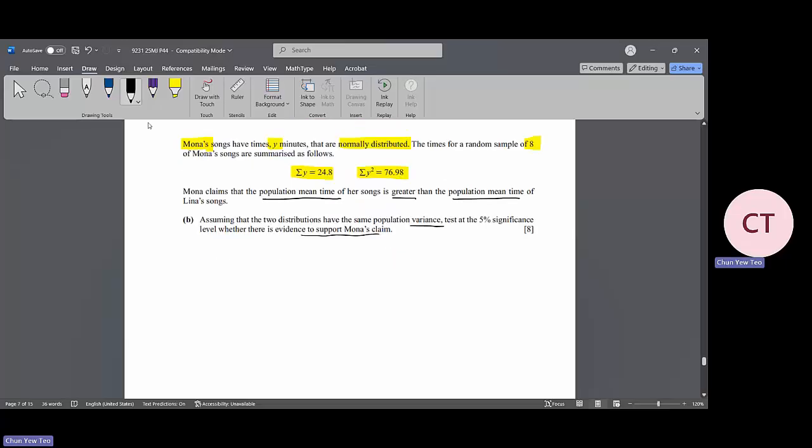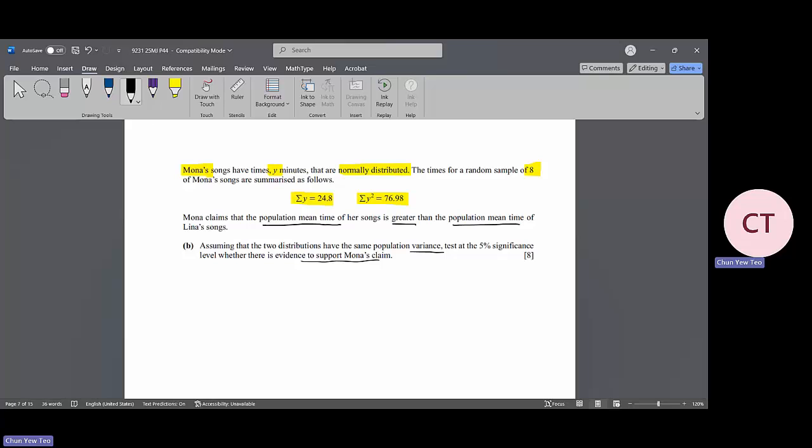I think we need to do a hypothesis test, but before that, let us find the bar Y for Mona. 24.8 divided by 8 gets 3.1. Then the unbiased estimate of the population variance of Mona will be 1/7 times 76.98 minus 24.8 squared divided by 8. On the calculator, you will get 0.0142.